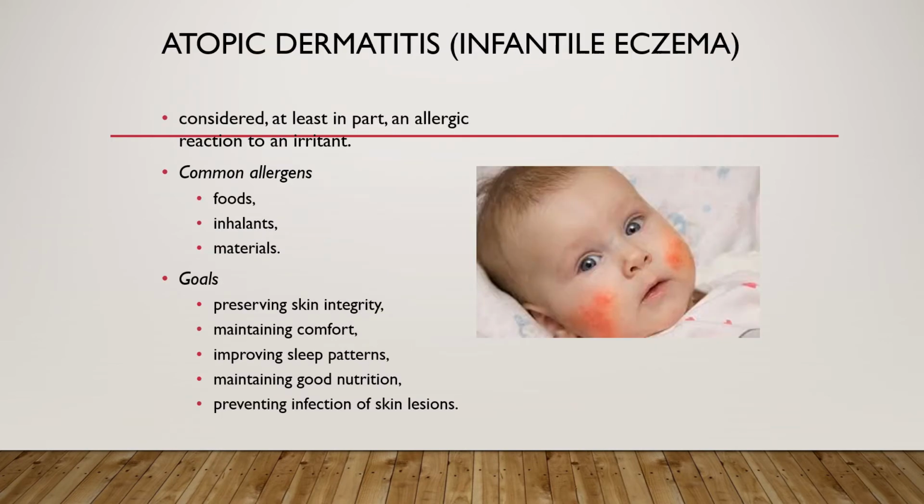There are some special types of allergy, and inside this category, we'll discuss here atopic dermatitis or infantile eczema. It's considered, at least in part, an allergic reaction to an irritant. It's very common in the first year of life and usually will show up after 3 months. It is less common in breastfed babies, and especially before they are given additional foods.